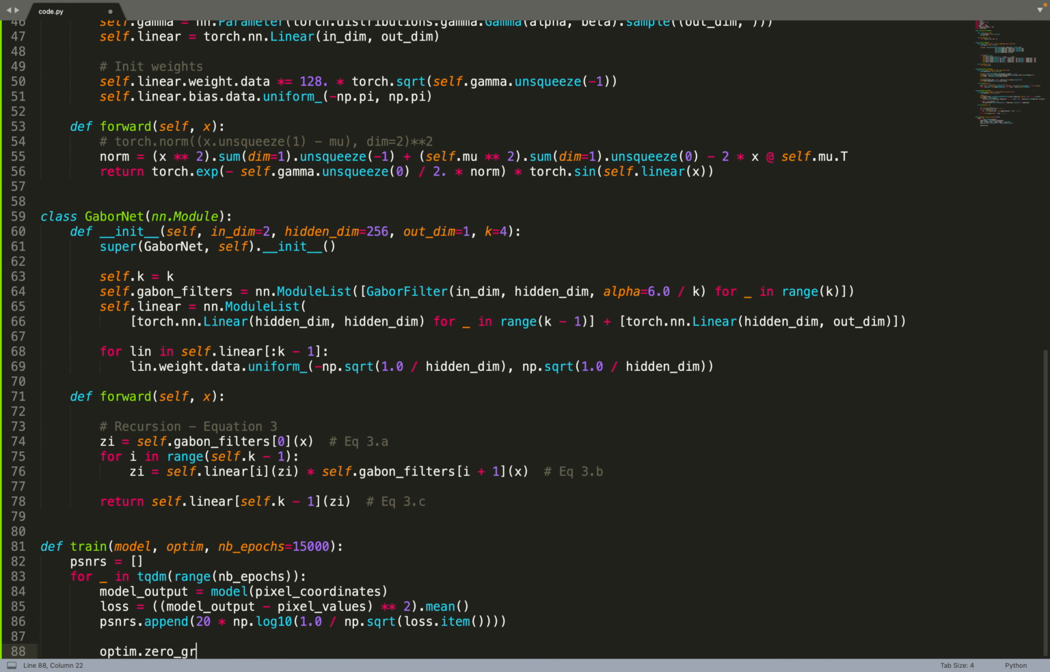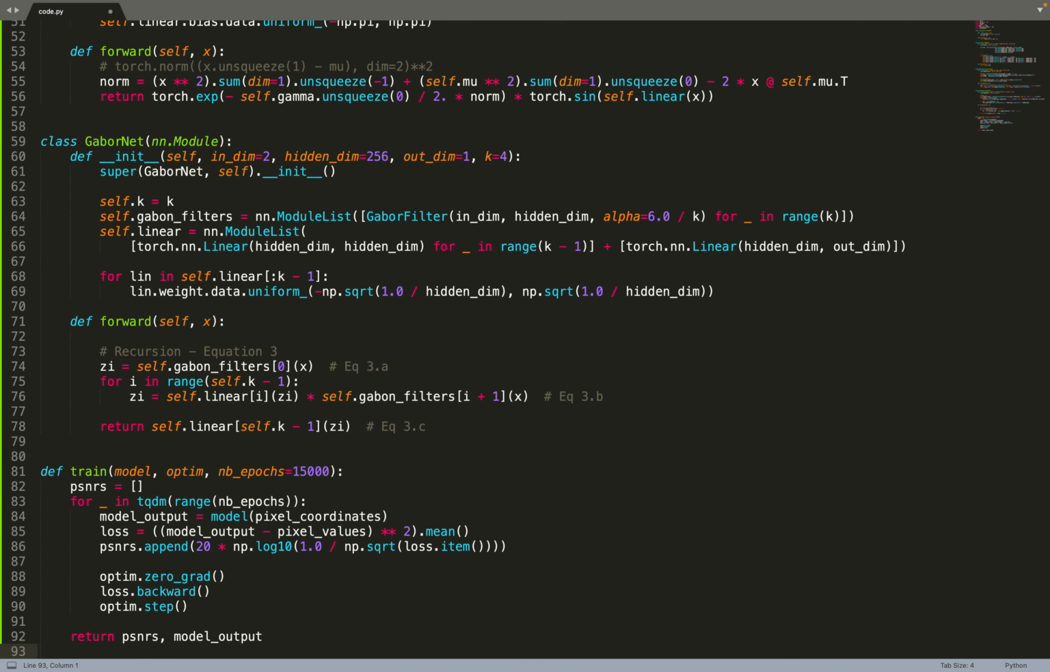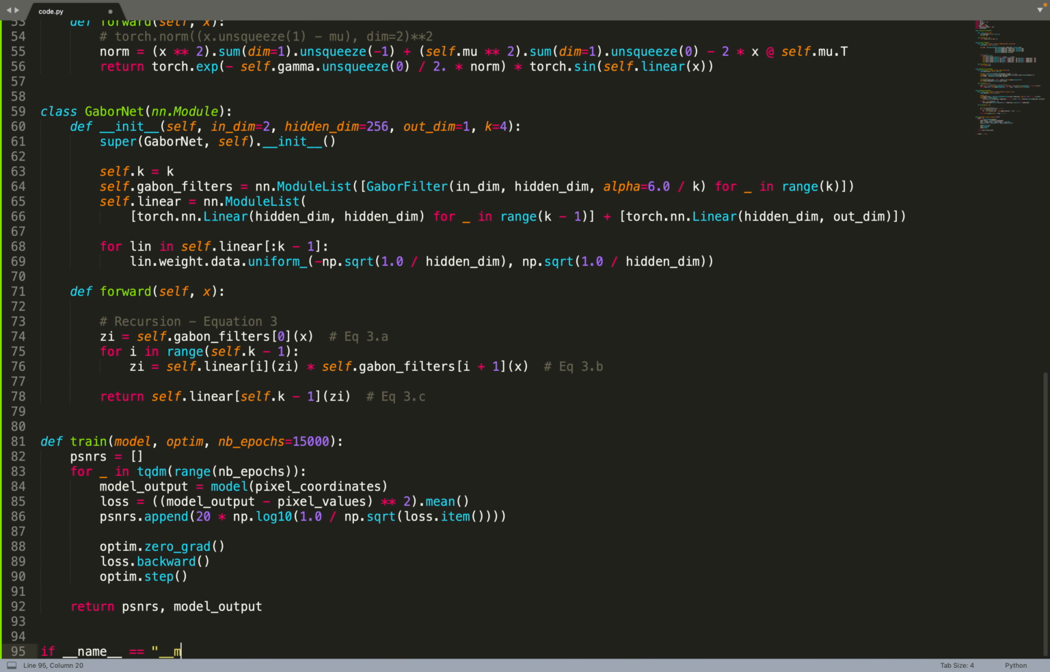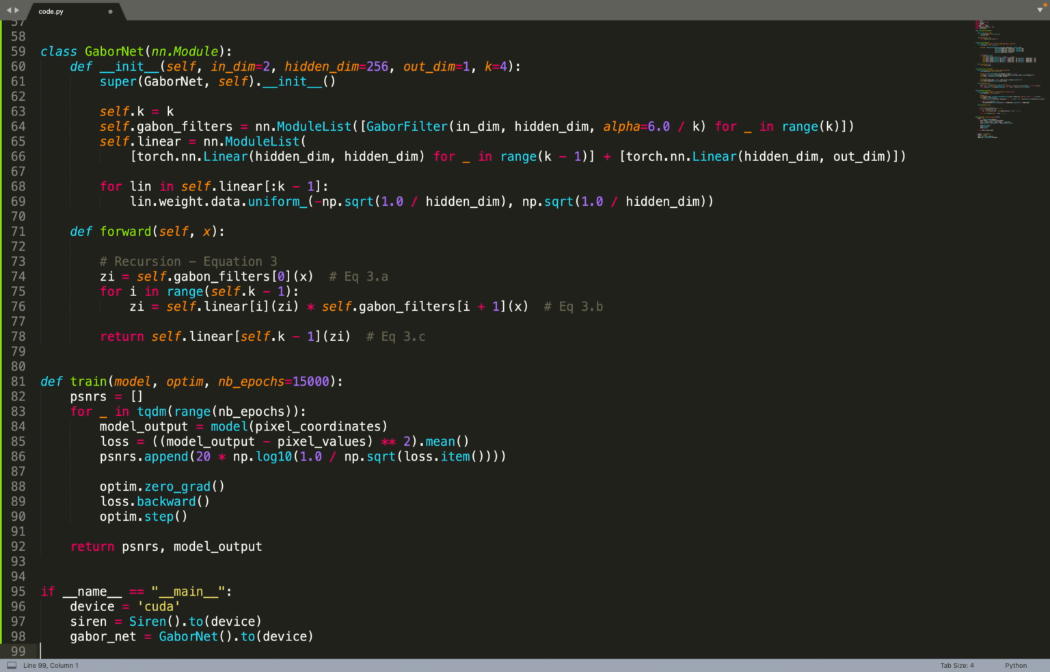Now we've done the most difficult part. Now we can implement the training function. The training function is very easy. It's just supervised learning. The input is the pixel coordinates, and the output is the color that we need to predict. And we also log the PSNR to know the PSNR over time. So just a different metric than the rest. Once this is done, we can put everything together.